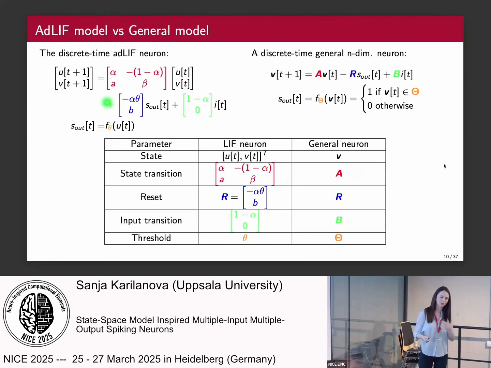So here is the matrix from the previous slide. We can see that this, again, is a two-dimensional special case of the general spiking neuron, where now we have two dimensions instead of n dimensions, and there is a direct correspondence between the two, following the colors in the table here.